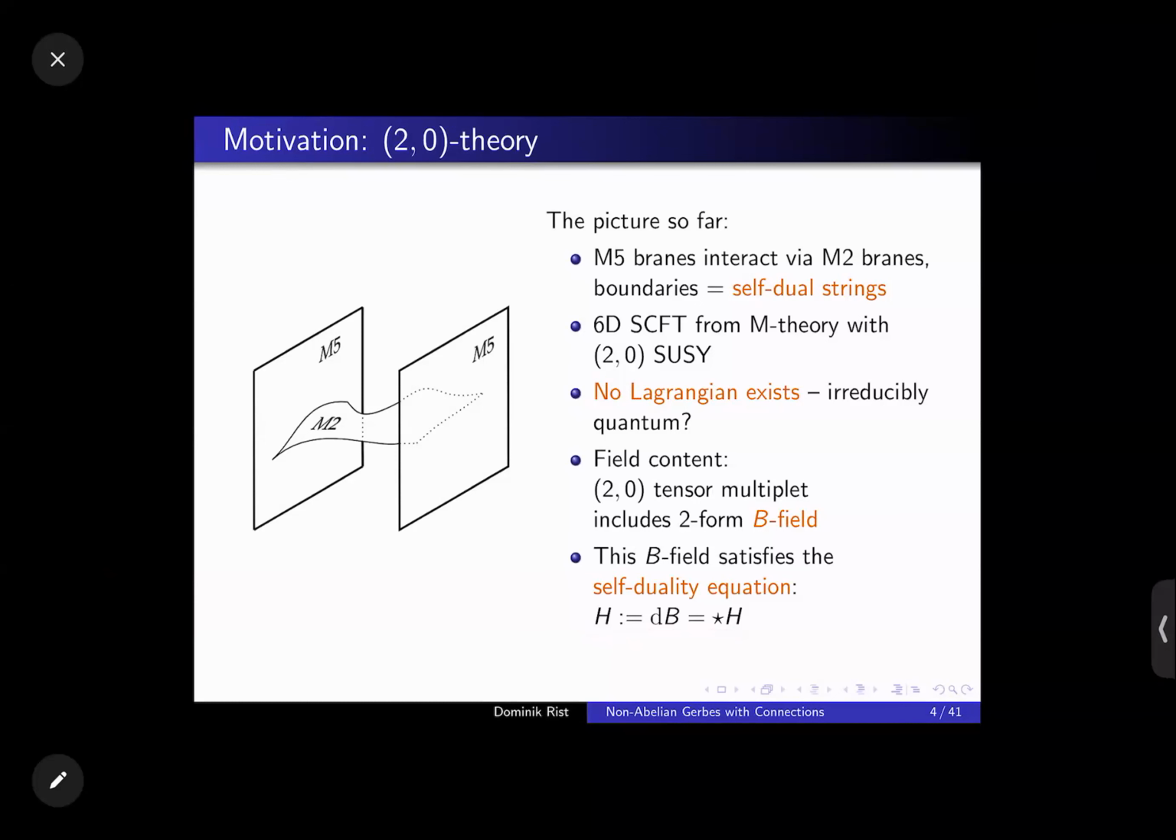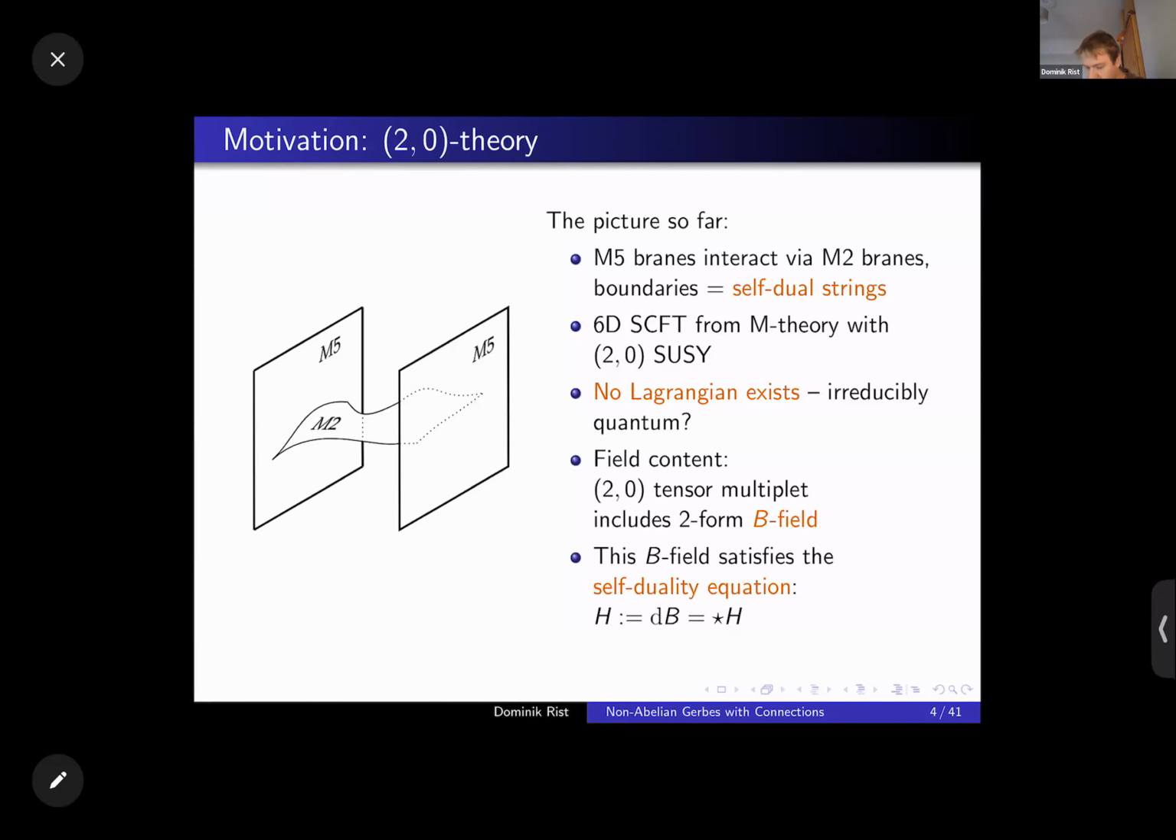Sorry, could I just ask a question quickly? Yeah. What do you mean by 2-0 SUSY? You have the N equals (2,0) supersymmetry. So it's chiral and N is equal to 2. Okay, thank you. So it's in 6 dimensions. You are looking at the representation theory of the superconformal group in 6 dimensions, and this is one of the possibilities that you can have. Okay.